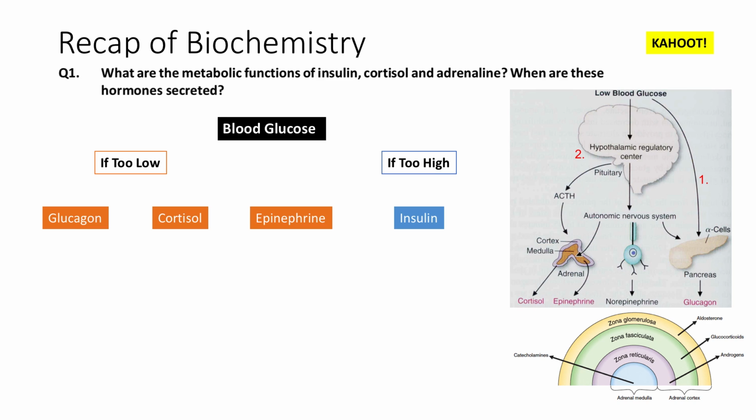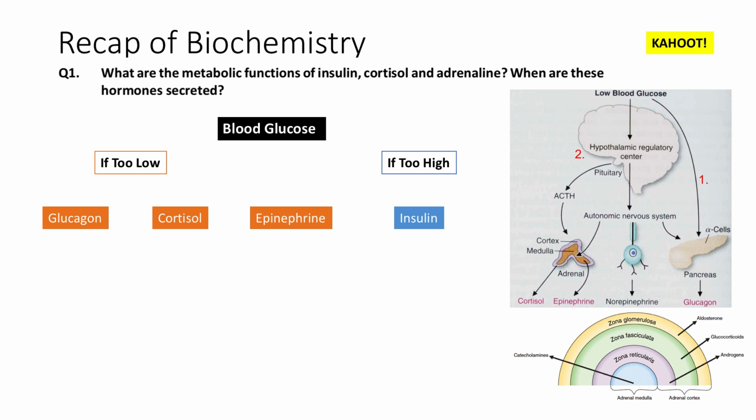Is thyroid secreted also? Thyroid doesn't respond to blood glucose, so blood glucose is not a trigger for thyroid secretion. I saw something in the notes, hypoglycemia related to thyroid. Was it cortisol? Okay, never mind. I don't think so. I think I read it wrong.